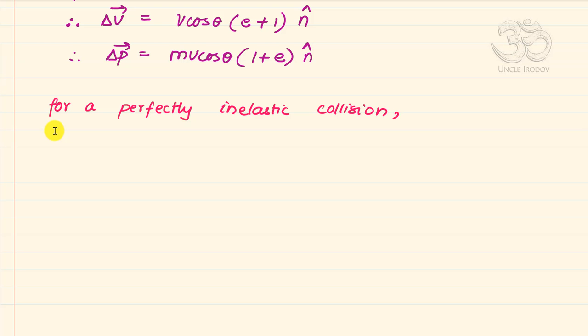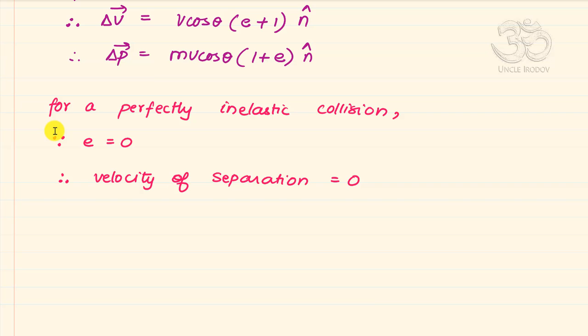Since e is 0, therefore the speed at which the ball rebounds is going to be 0. Or let me not even say that, let me just say that velocity of separation is going to be 0.